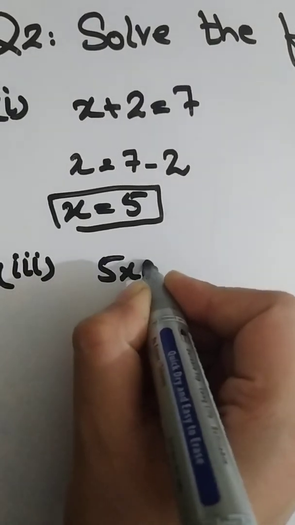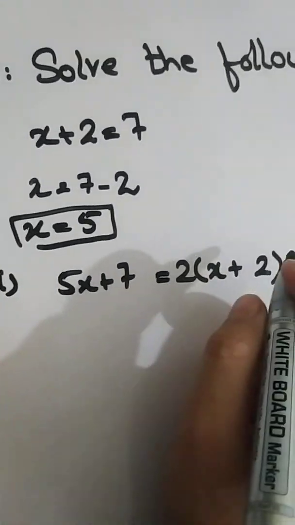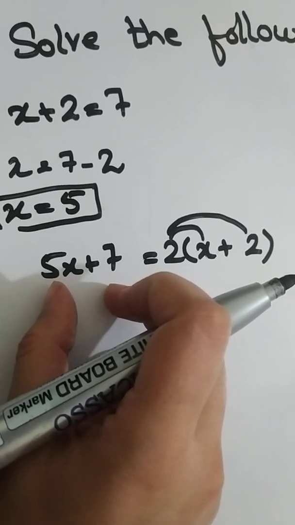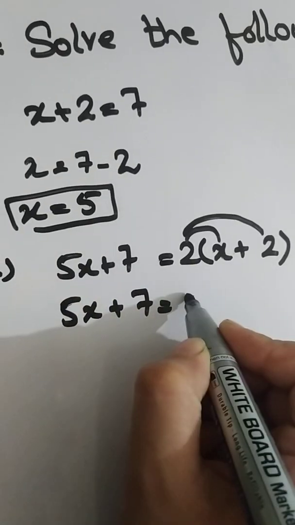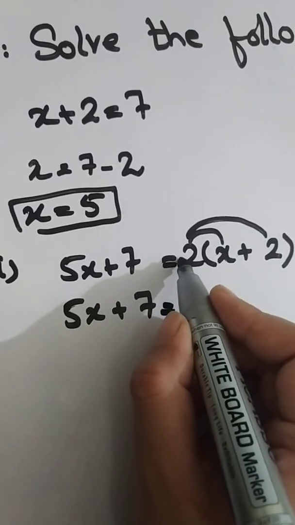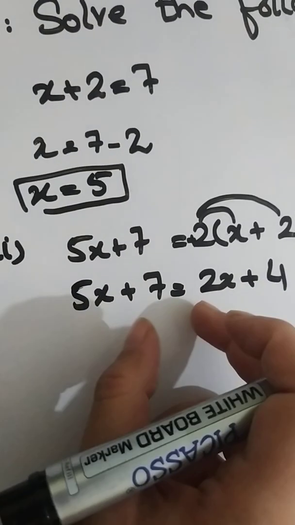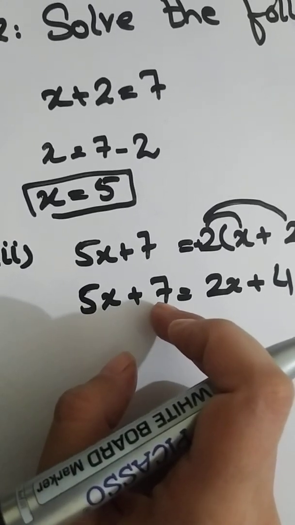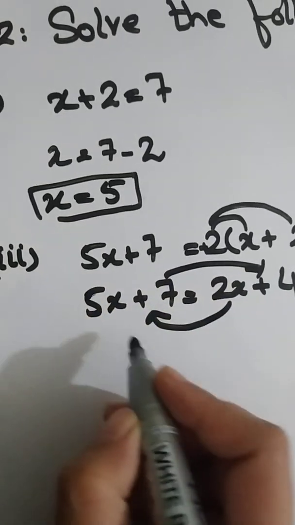That is 5x plus 7 is equal to 2 into x plus 2. So here first multiply 2 with x and then with 2. These two terms will come as they are in the first step. Here 2x, and 2 2s are 4. Here the sign is not mentioned, so the sign here is plus. 2 2s are 4. Now take the x term on one side of the equation and the constant on the other side. Take this term here and move this term to here.